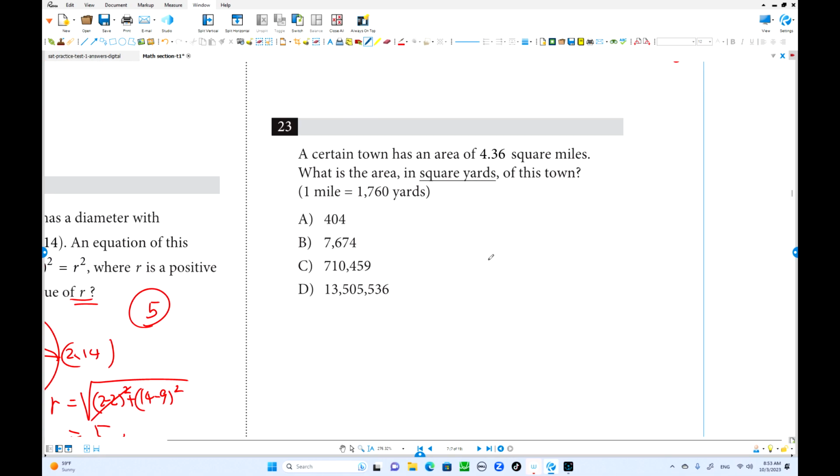Here we go, number 23. This is 4.36 square miles. I want to change it into square yards over here, but this is not yards. This is a length, so you can square it over here. That is the yard. Okay, so 1 mile squared is equivalent to 1760 yards squared, right? Now this cancels out. So 4.6 times this one, very big numbers. Okay, so it looks like right there, 1 and 4. This is the answer, right? Okay, you can try this one.